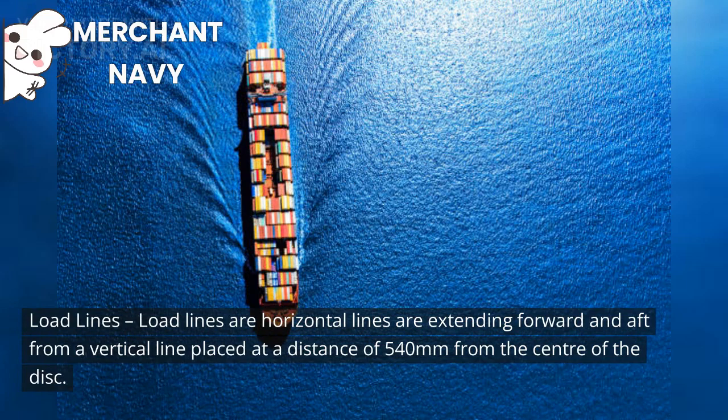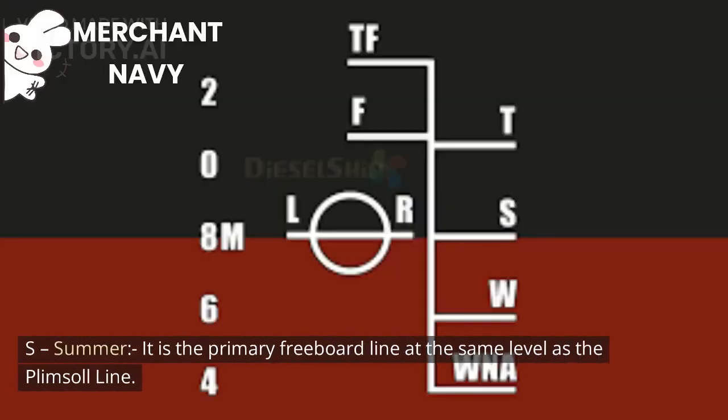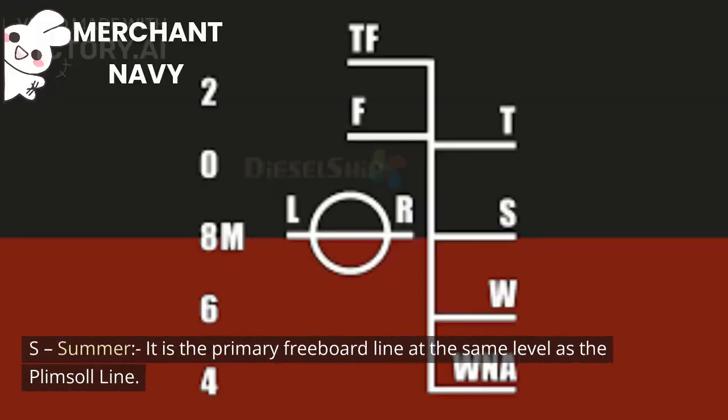Load lines. Load lines are horizontal lines extending forward and aft from a vertical line placed at a distance of 540 mm from the center of the disc. The upper surfaces of the load lines indicate the maximum depths to which the ships may be submerged in different seasons and circumstances. Summer. It is the primary freeboard line at the same level as the Plimsoll line.